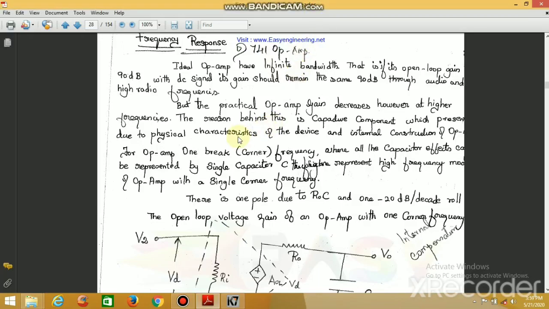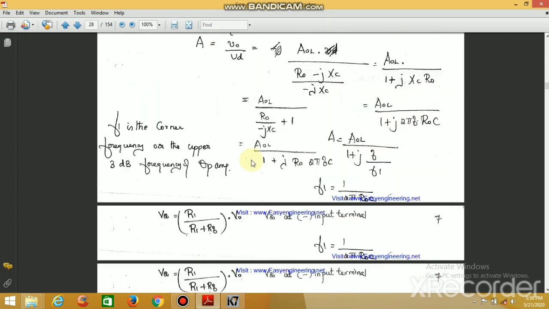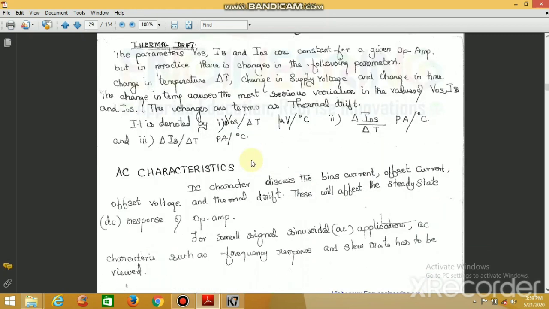Dear students, we have discussed the DC characteristics of the operational amplifier. Now we are going to discuss another important question in this first unit, that is the AC characteristics of the operational amplifier. In the DC characteristics we discussed the bias current, offset voltage and thermal drift, which mainly deal with the DC response of the op amp. And for small sinusoidal signals, AC characteristics such as frequency response and slew rate have to be discussed.